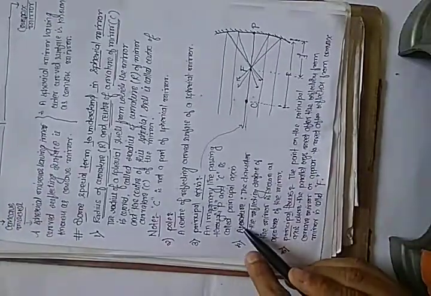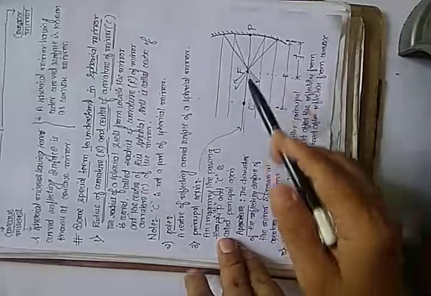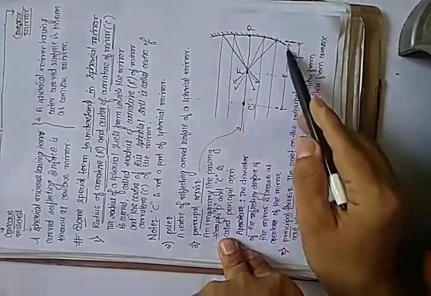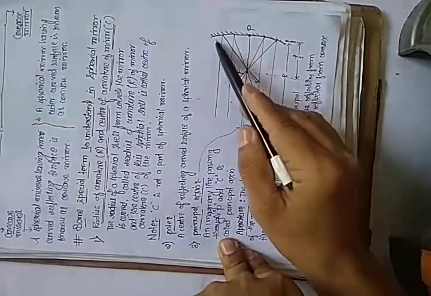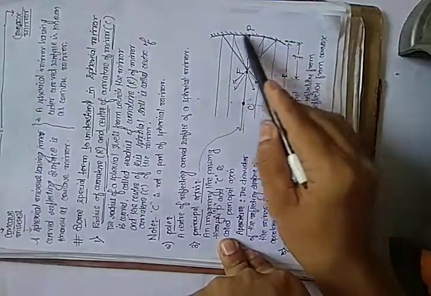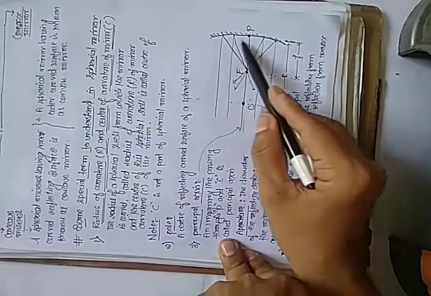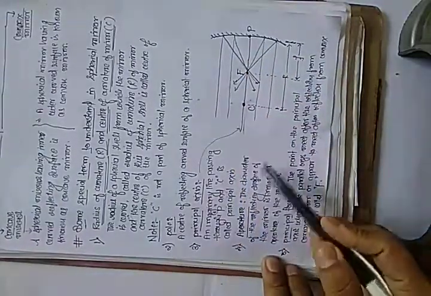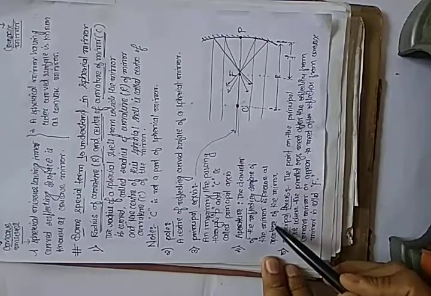Now what is the meaning of aperture? Aperture means diameter. See the curved path, this curve has this surface. So this surface is called the diameter. The diameter of the reflecting surface of a mirror is called aperture. I hope this is clear.